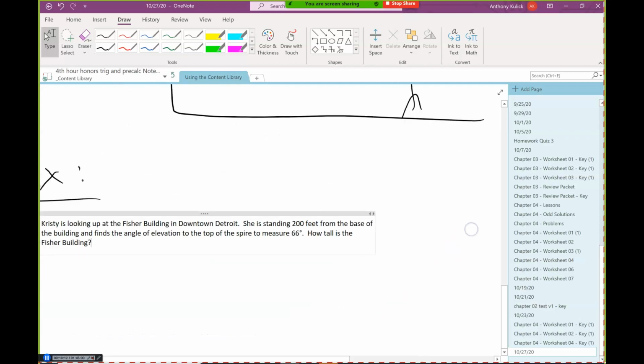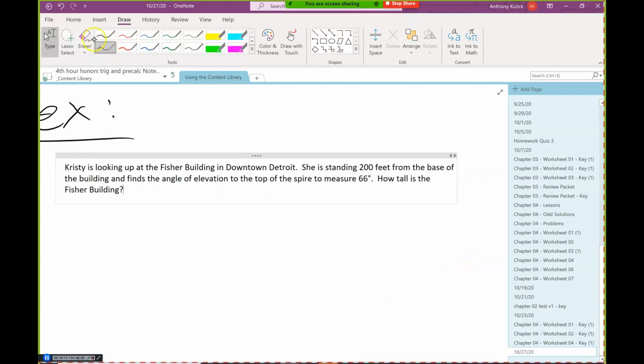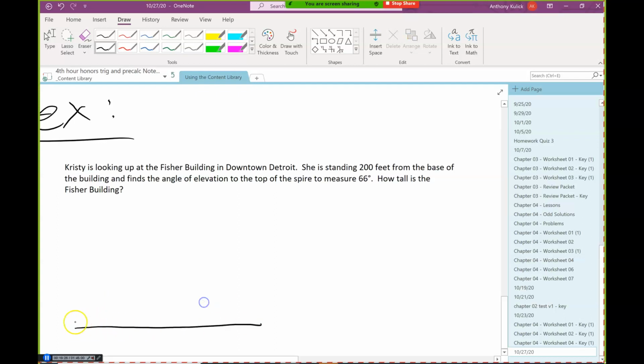The top of the spire measures 66 degrees. How tall is the building? So let's draw a picture. There's Christy. Here's the building. There's the spire on the top. Look at the great art student I am. So make our triangle here. This is her line of sight, and this is her angle of elevation. So this is the 66 degrees.